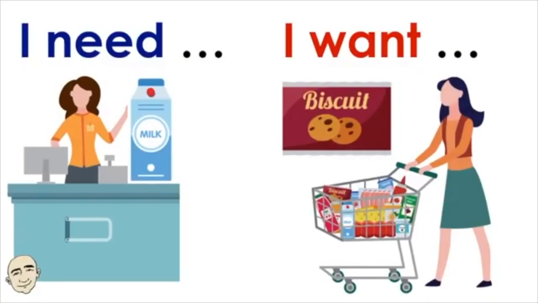I need is for essential things for our body, nutritious things. I want is what we desire by looking at. For example, biscuits. I want those biscuits. Maybe they're not good for my body, but I desire them. I look at those. I'm using my eyes to decide. Okay, great. Let's continue.